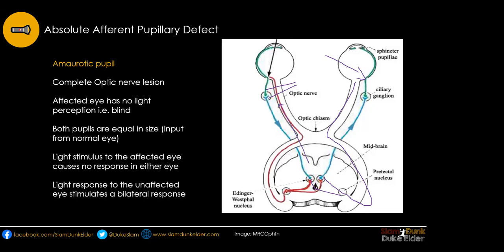So when you shine it into the good eye, there'll be a response in the affected eye. But when you're shining your ophthalmoscope into the affected eye, it's not going to produce any response whatsoever. And that's otherwise known as an amaurotic pupil. I don't think anyone ever uses these terms anymore. I've not heard it, but they love it for exams. I don't know why they won't let it go, but there we are.